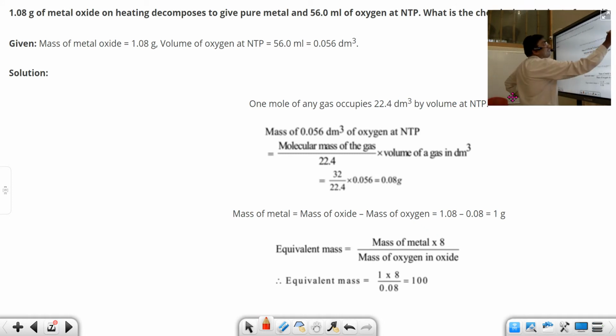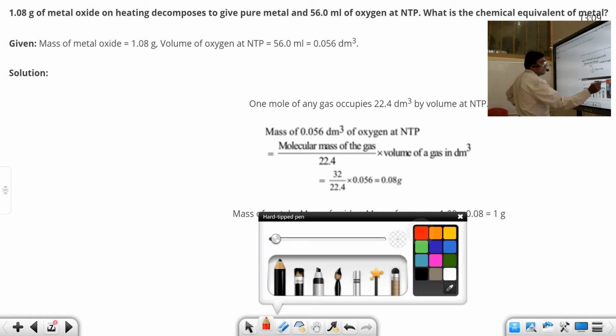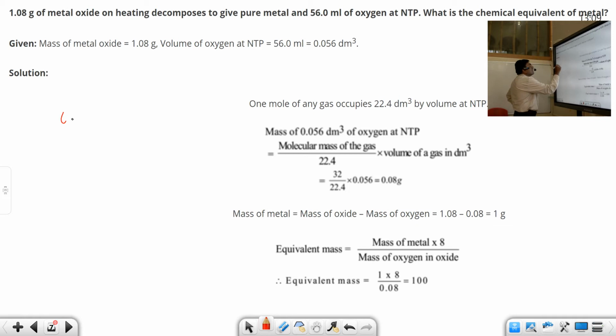So the question is as follows. 1.08 grams of metal oxide decomposes to give a pure metal. So here the weight of the metal oxide is given as 1.08 grams. On heating to decompose to pure metal, the volume of oxygen at NTP, or STP, is given as 56 ml.